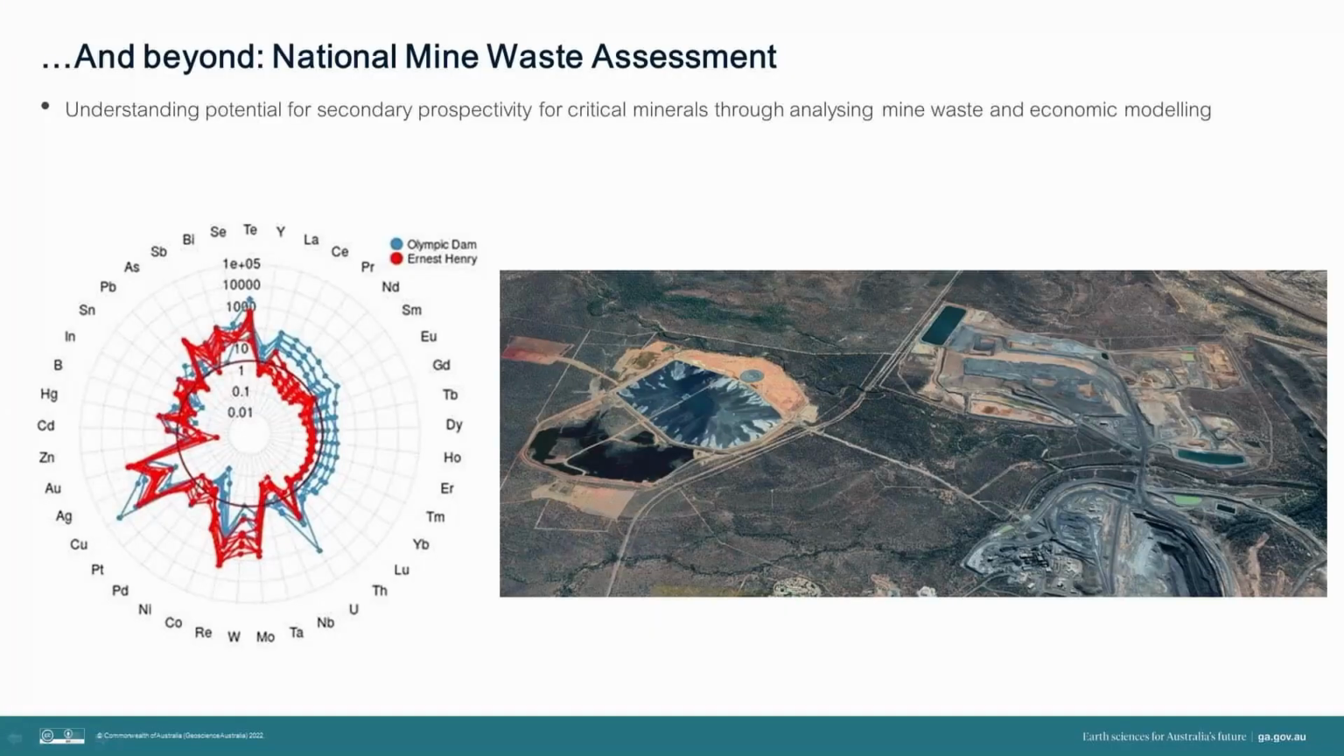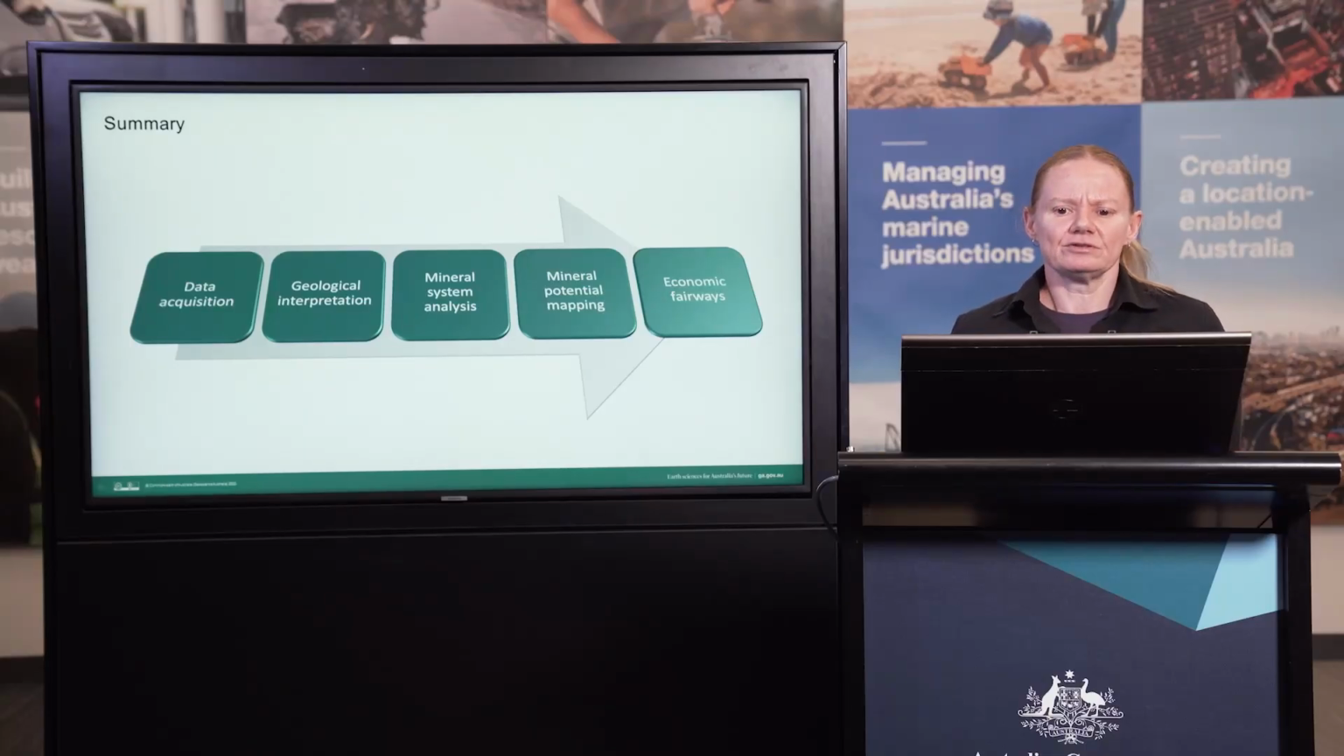The graph here shows the distribution of trace elements in iron oxide copper gold deposits at Olympic Dam and Ernest Henry. We can see that along with the expected high values of copper and gold for these deposits, we also observe anomalous concentration of critical minerals, including some rare earth elements. This suggests that mine waste from these types of deposits may represent an unrealised opportunity as a resource for different critical minerals.